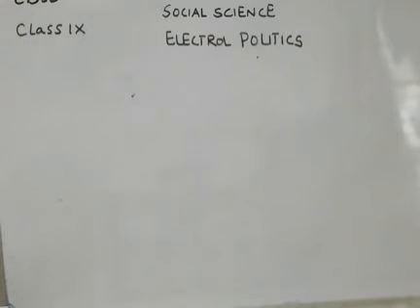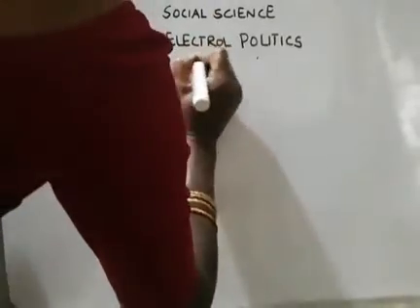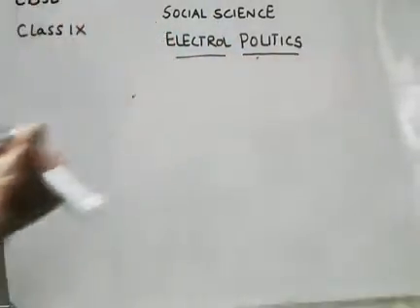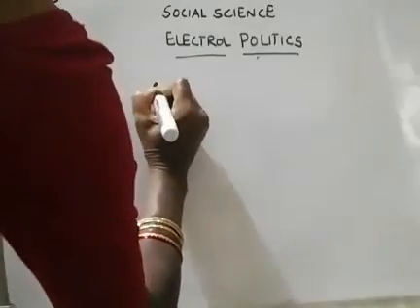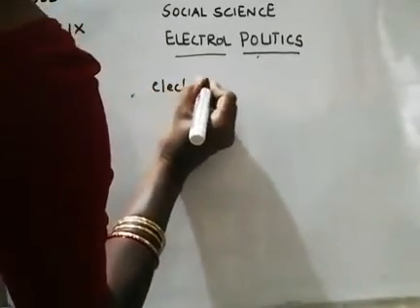Today, let us study about electoral politics, children. This is from your political science. See, children, when I say politics, you will all know what politics is. What is the meaning of politics? The people who are involved in the government affairs. Understand, children? This is the chapter, electoral politics. You will understand how the representatives are elected. We are going to study how people are elected.